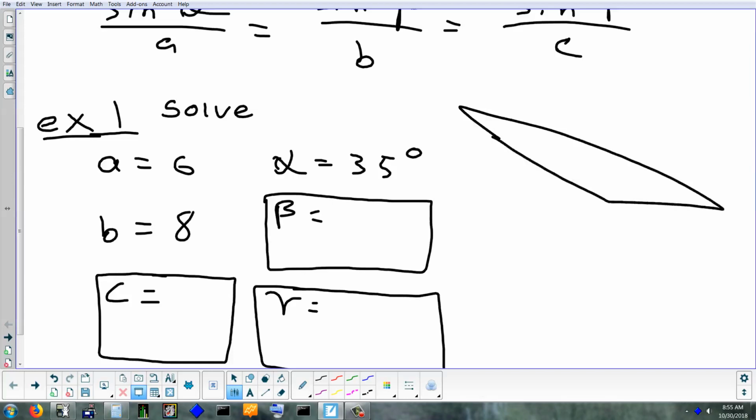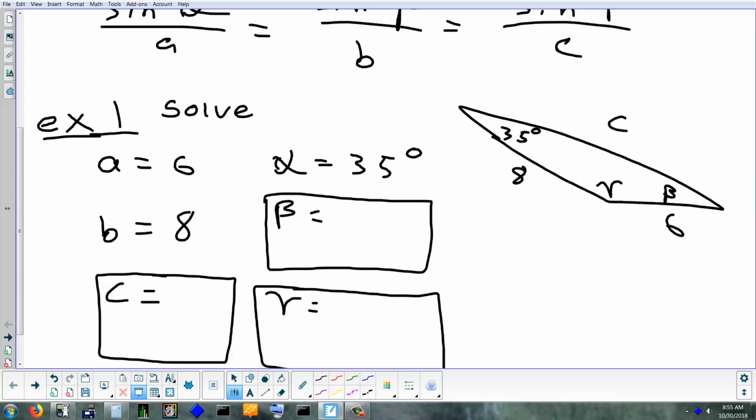It's not going to be to scale. A is 6. Alpha is 35. B I can put over here is 8. Beta, I don't know. C, gamma, don't know. So if we wanted to describe that triangle using the three letters, what kind of triangle is it?